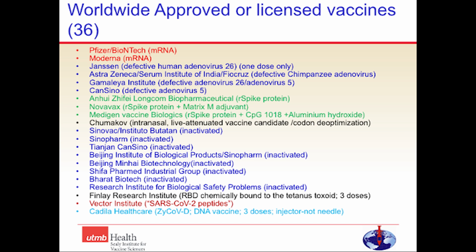And then in black, the Finley Research Institute in Cuba made a vaccine based on the RBD, chemically bound to tetanus toxoid and adjuvants. Vector Institute, Novosibirsk in Russia, has something cryptically called SARS-CoV-2 peptides. I have to say I don't know what that is, but it's something that's actually been approved for use in Russia. And then finally, we have a DNA vaccine that's been approved in India. It's 3 doses, but it's given by gas injector, so it's not a needle, so it's not going to be easy to use.